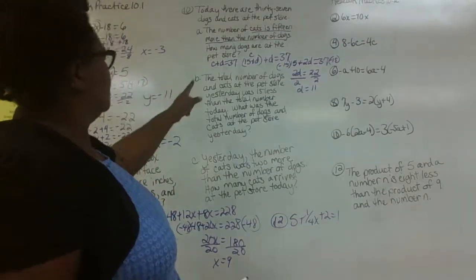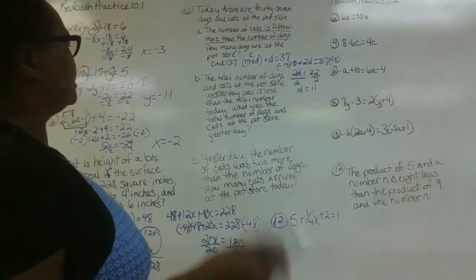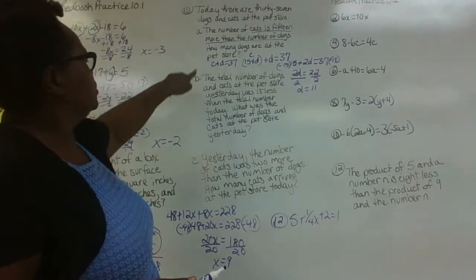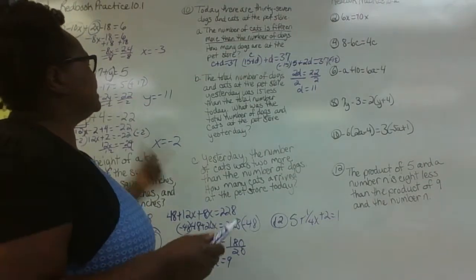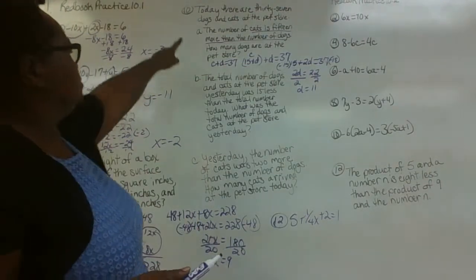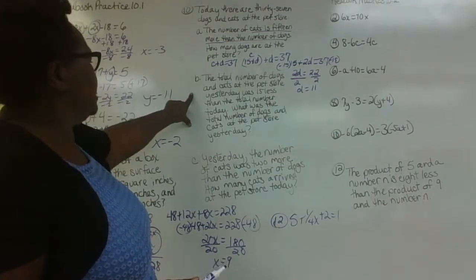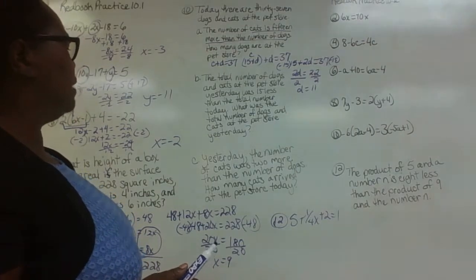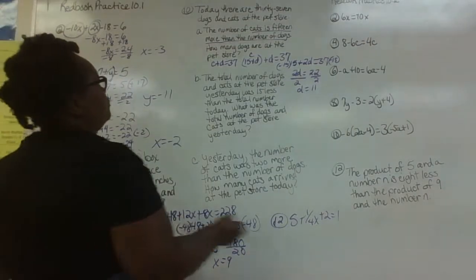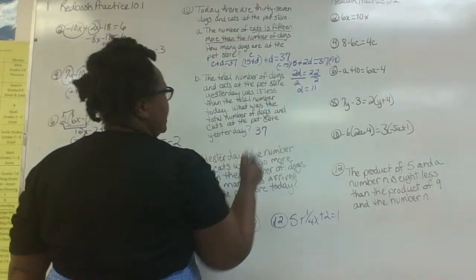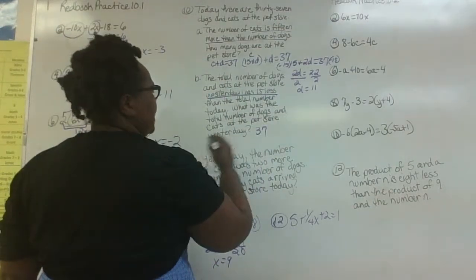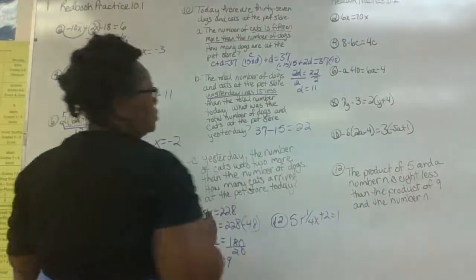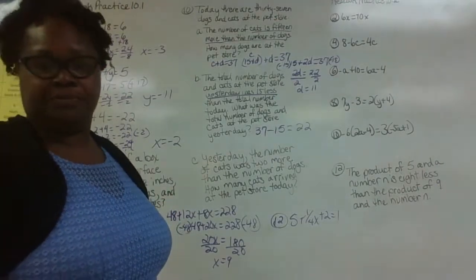All right. Now, question B says the total number of dogs and cats at the pet store yesterday was 15 less than the total number today. Okay, this is today. This is yesterday. So today total was 37. Yesterday's was 15 less. What was the total number of dogs and cats at the pet store? Well, let's see. If today was 37 and yesterday is 15 less, what's the total number? 22. So the total number was 22.